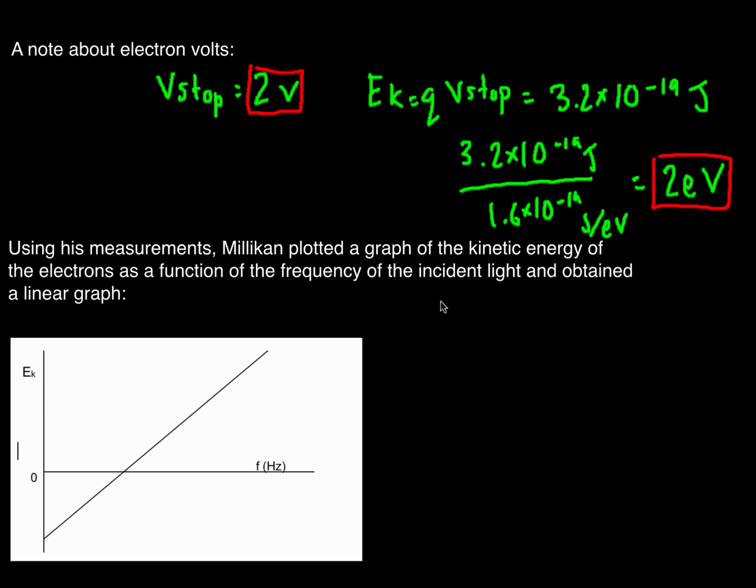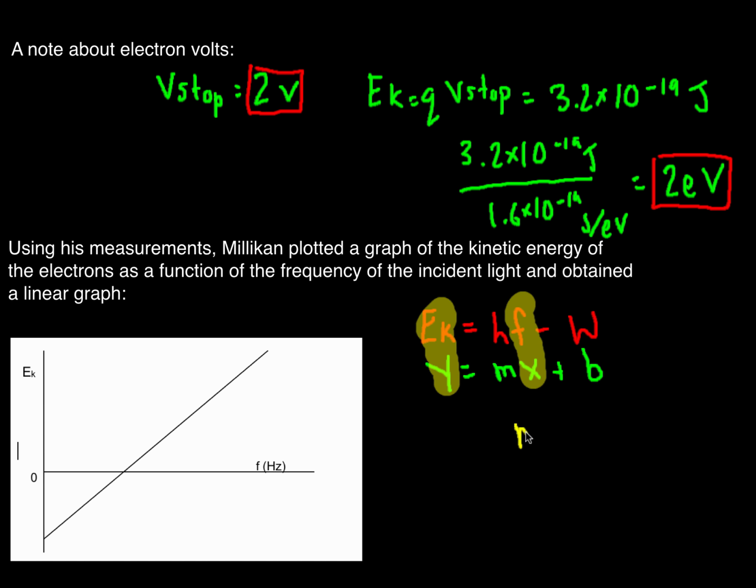Einstein's formula is EK, the kinetic energy of the photoelectrons, is equal to the energy of the incident photons, which is hf, minus the work function. Since we've plotted EK versus frequency, we can compare this to the linear equation, y equals mx plus b. On this graph we've plotted the kinetic energy on the y-axis and the frequency on the x-axis. This suggests to us that the slope of the graph is equal to Planck's constant and the y-intercept is equal to negative of the work function.